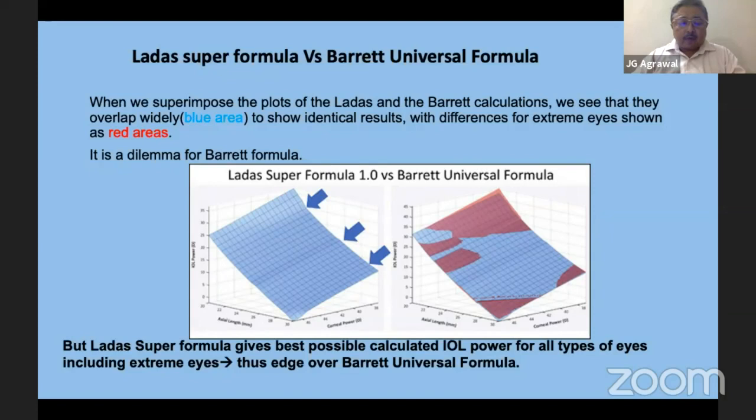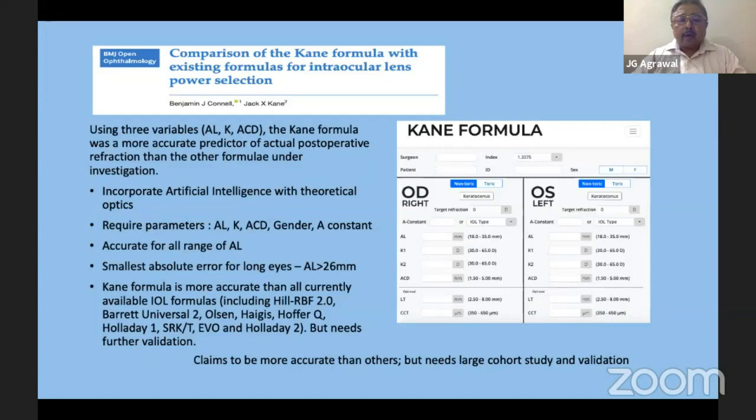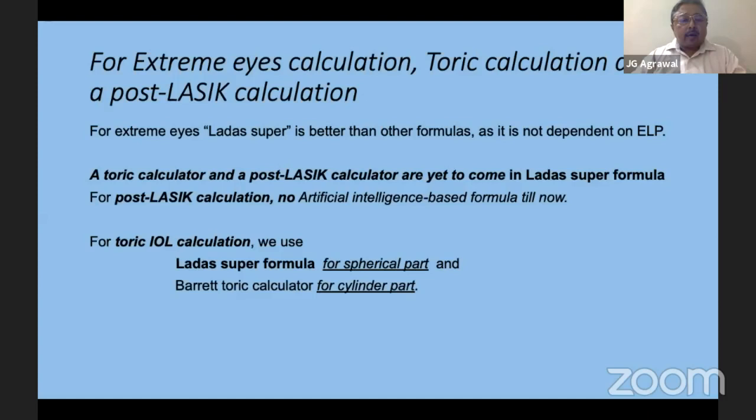Now, there is another formula, that is Kane's formula. The British Journal of Ophthalmology claims that it is more accurate than others. It also uses artificial intelligence with theoretical optics, but it needs a large cohort study and validation for extreme eye calculation. The LADAS Super formula is not dependent upon the effective lens position, so it is good for extreme eye calculation.